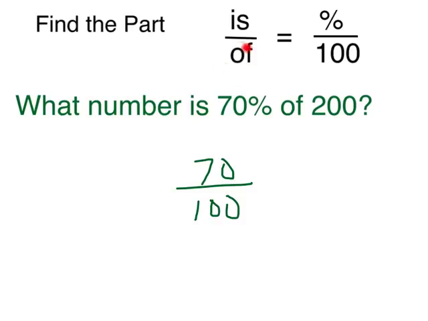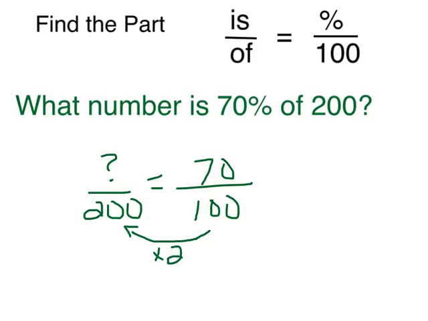So therefore, our of goes in the denominator. And we are trying to find the part of the whole, so we are looking for the numerator. Okay, so now we're working with equivalent fractions here. 100 turns into 200 by multiplying by 2. I do the same to my numerator, multiply times 2. So the answer: 2 times 70 equals 140. 140 is 70% of 200.